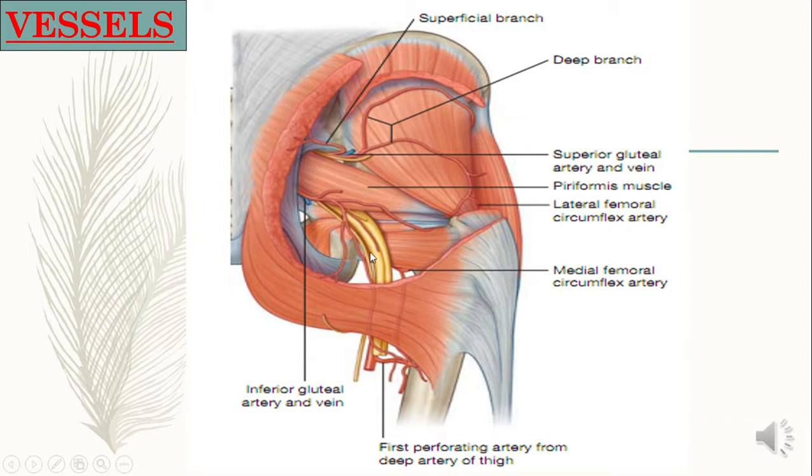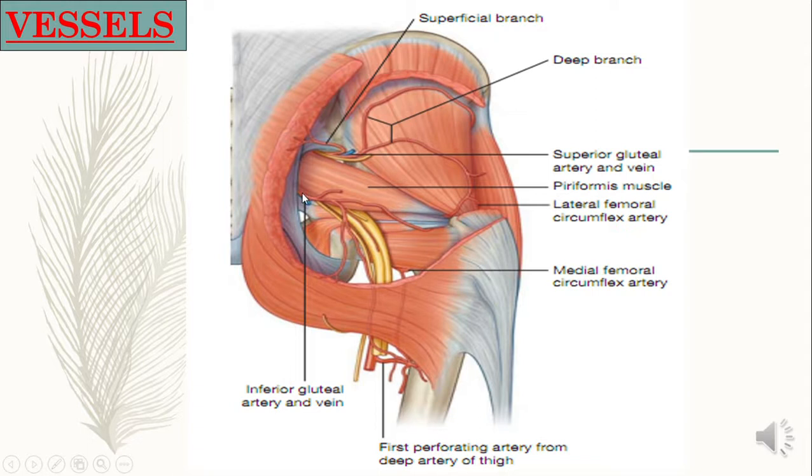Now, reviewing the vessels, you can see that the superior gluteal artery, after entering the gluteal region, passing through the greater sciatic foramen above the piriformis, divides into a superficial branch and a deep branch. Superficial branch is going to supply the gluteus maximus muscle, while the deep branch is running between the gluteus medius and minimus muscle along with the superior gluteal nerve to supply them and reaching up to the tensor fasciae latae, just like the superior gluteal nerve.